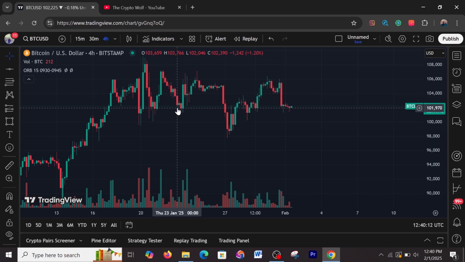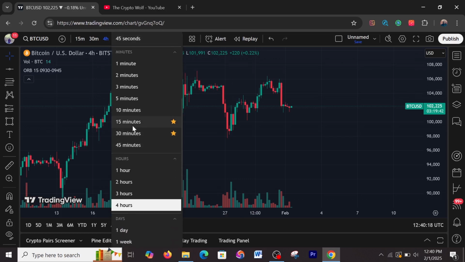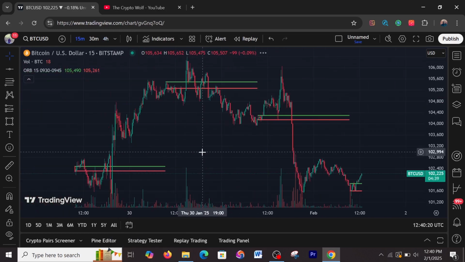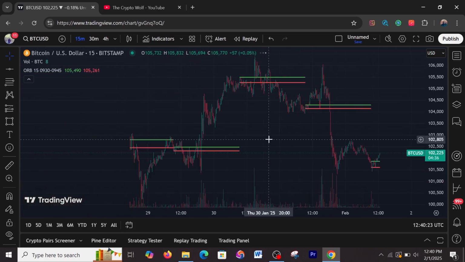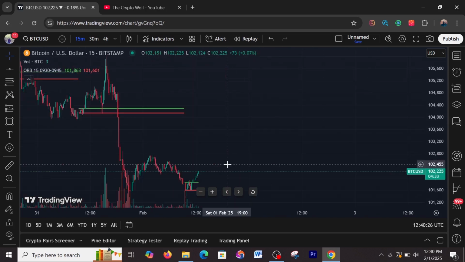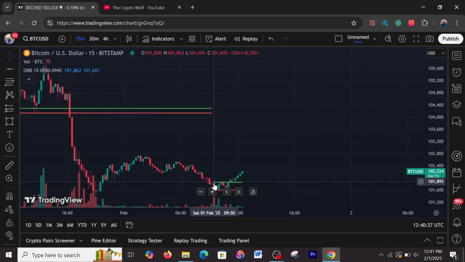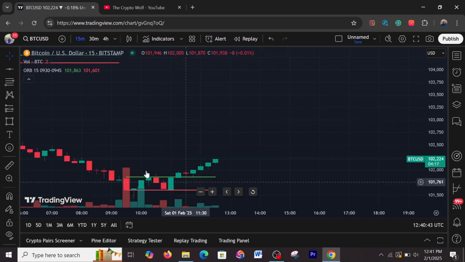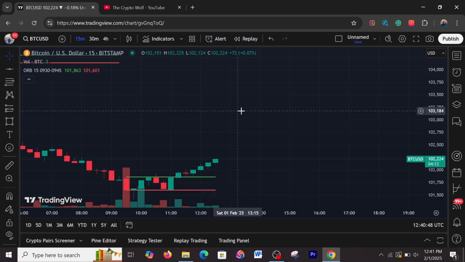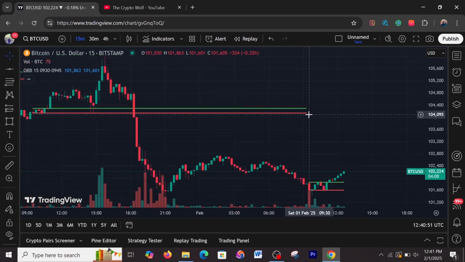So that's why you don't see anything on my chart. You have to switch this time frame from 4 hours to 15 minutes. You see? After setting this, you then see the price movement. This now shows you the volume at the start of the trading day. So you see, as price has broken above the price range at the start of the day, we can expect an upside movement, which you can take advantage of.